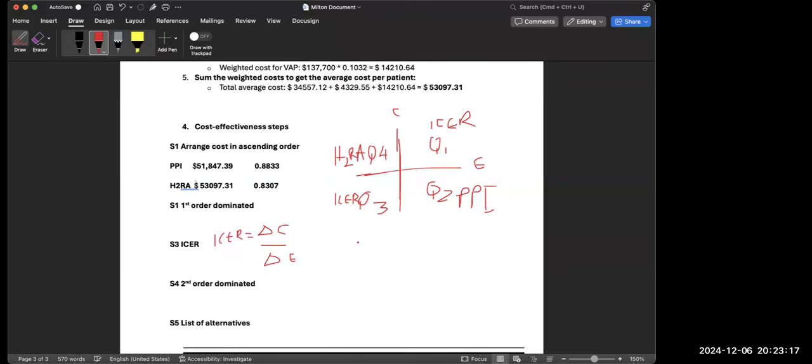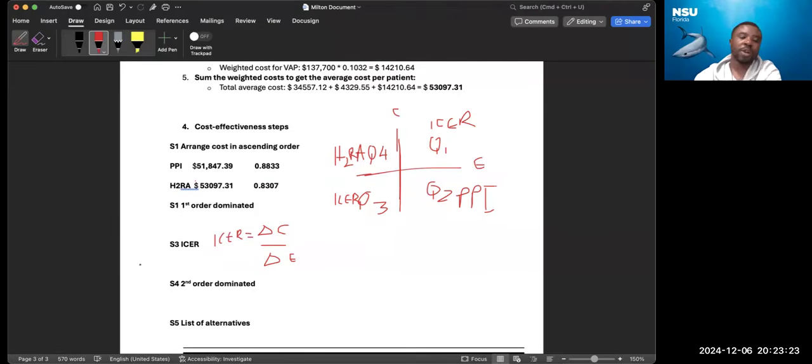Milton, sorry to stop you, but can you repeat the second order dominated? I missed that point. Okay. So for the second order dominated, in the first place, we can't do the calculation because in order to do that, we need at least 3 things that we are comparing.